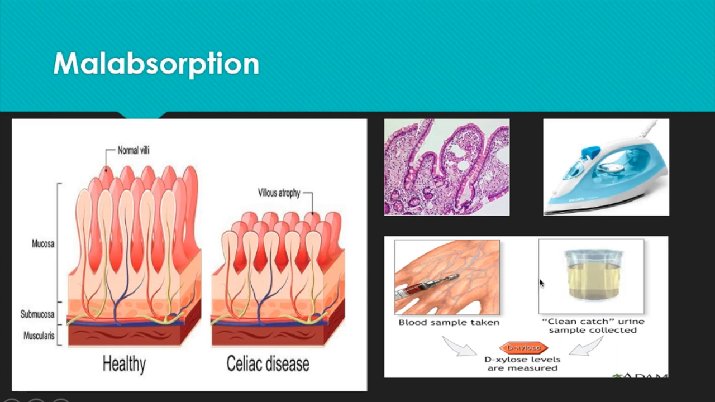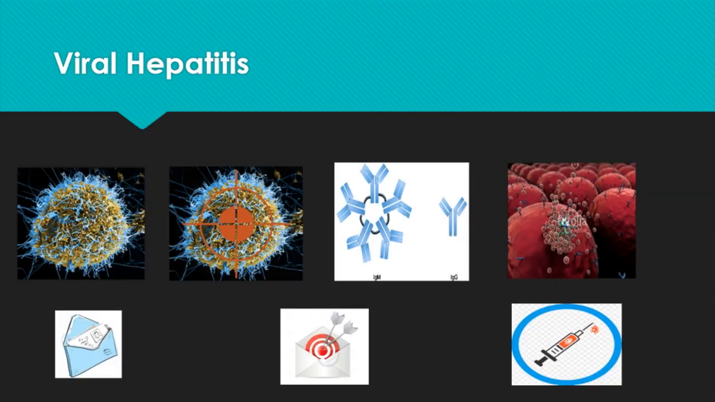And the only way it'll get to the urine and the blood is if the body absorbed it. So if you give it to them to eat and the villi absorb it, it'll be in the blood and it'll be in the urine. But if they have villus atrophy, they won't be able to absorb it and it won't be in the urine or their blood.